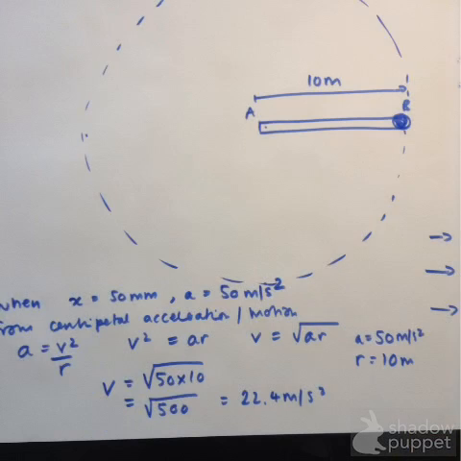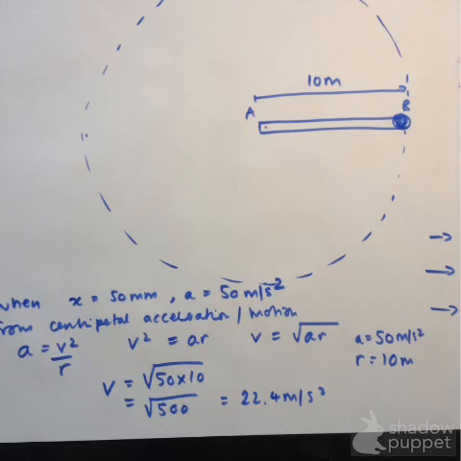So simple rearrangement of a = v squared over r gives v squared = ar, so v is the square root of ar. So we found out from our accelerometer the acceleration is 50 metres per second squared, and the radius of the beam is 10 metres. So substituting in those numbers, v is the square root of 10 times 50, which is the square root of 500, which comes out to be 22.4 metres per second, that should be.